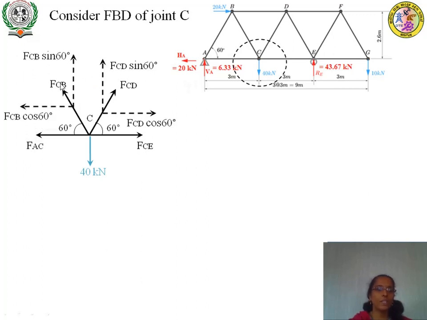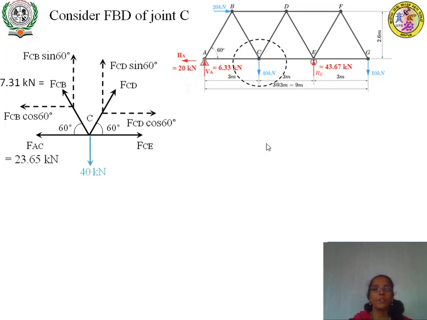Next, if you resolve FCB, so CB is at an angle 60 degrees with respect to horizontal, therefore X component is FCB cos 60 and Y component is FCB sin 60. Okay, so it is in second quadrant, therefore X negative, Y positive. Now we have resolved all inclined forces. Now we can apply sigma Fx equals 0. So we know that force in member CB is 7.31 kilonewton, and also force in member AC is 23.65 kilonewton.